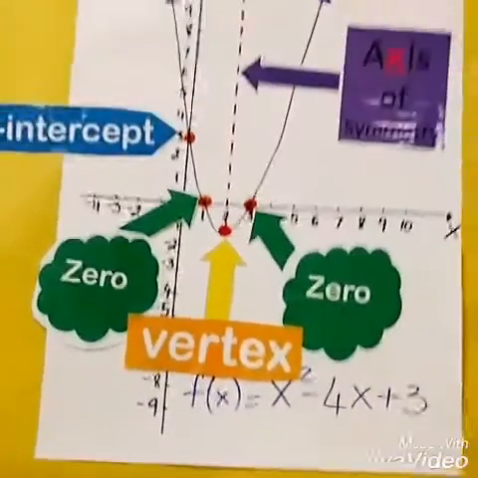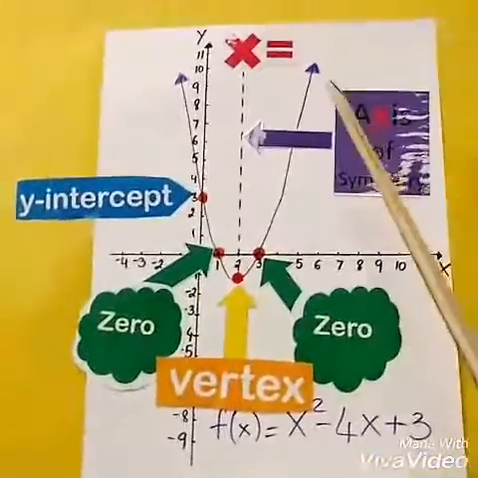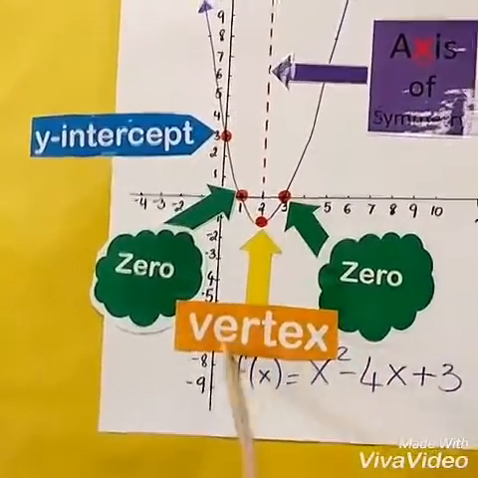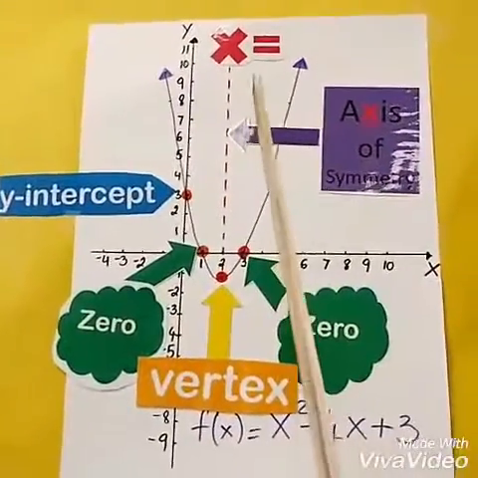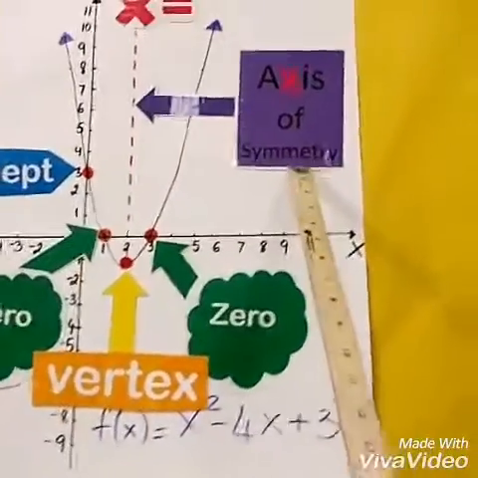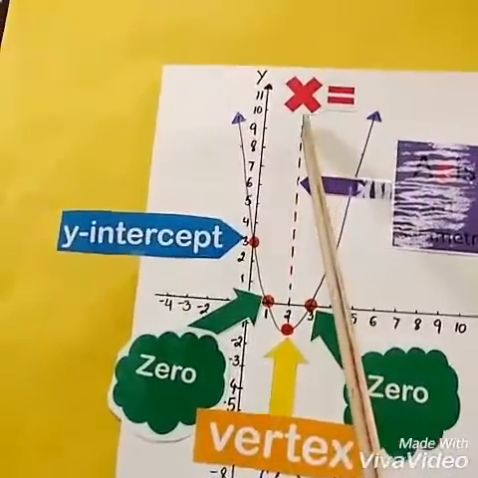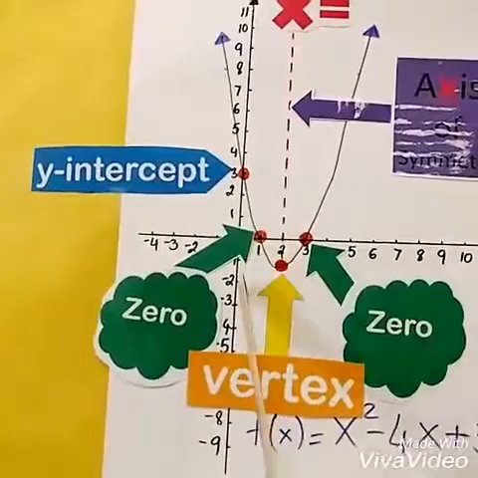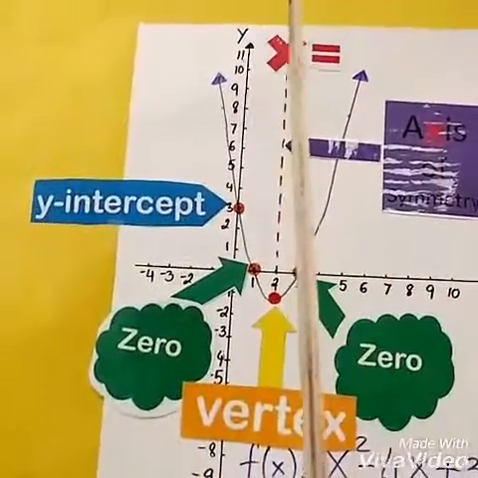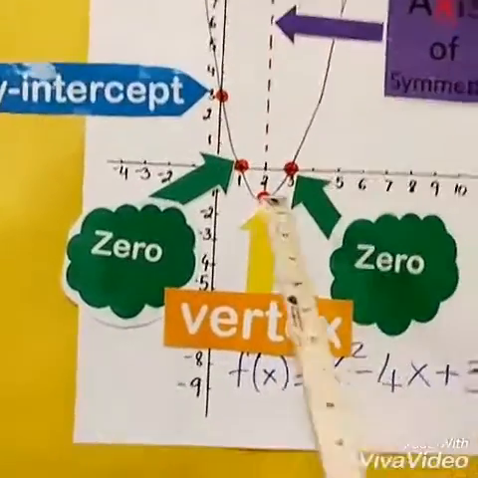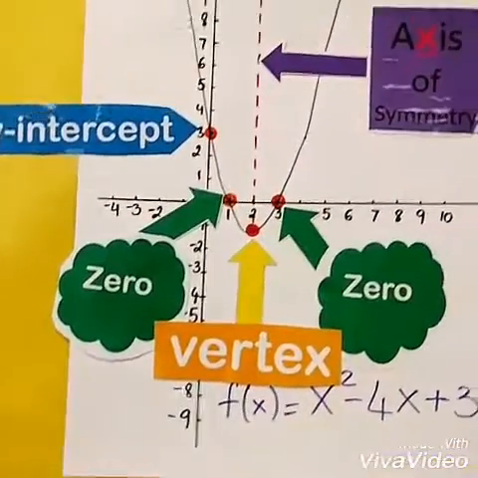Alright, let's talk about the line in the middle, the very funny line right here. This line is a special line. It's called the axis of symmetry. The reason is this line cuts your graph in half. It divides your graph in half, so the left side is the same as the right side. Therefore, these 2 points are symmetrical, you see.